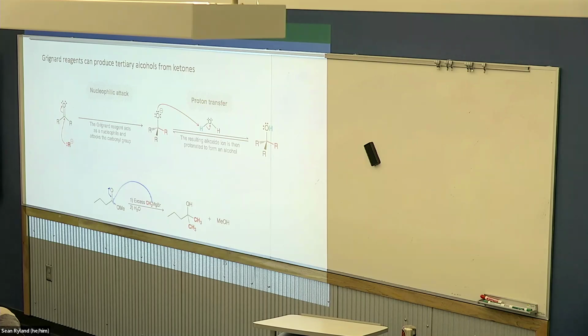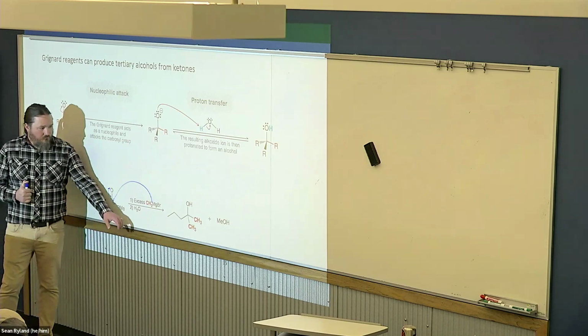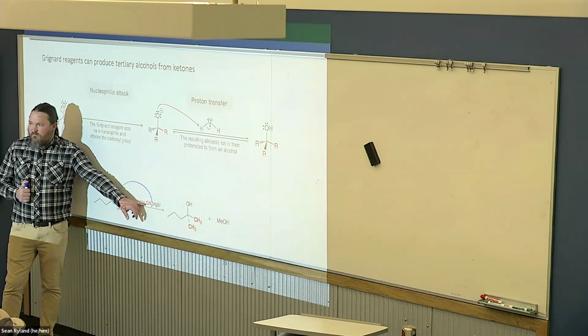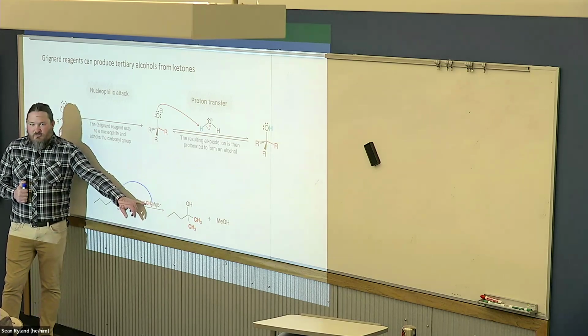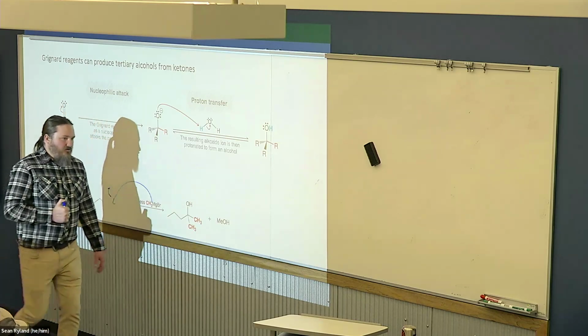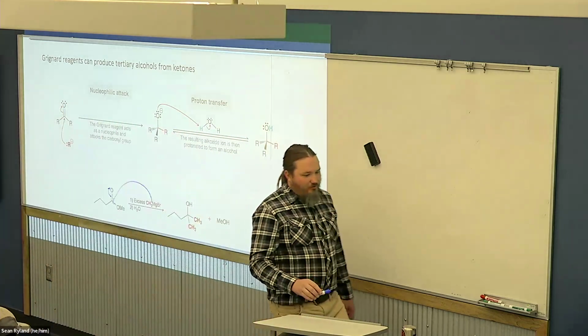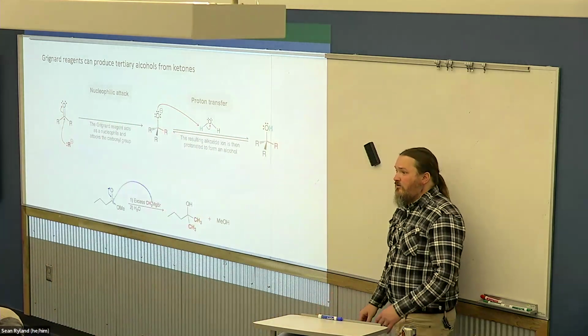So we make a tetrahedral intermediate, then we kick off the methoxide to reform what would now be a ketone, and then we'll do it again with another methyl magnesium to break up the ketone and turn it into a tertiary alcohol. So if you want to make a tertiary alcohol, this is really the only way to do it.